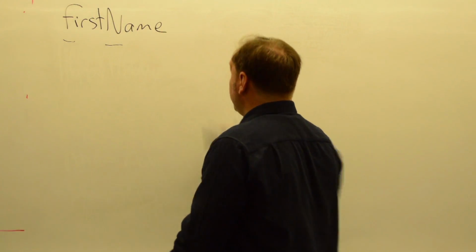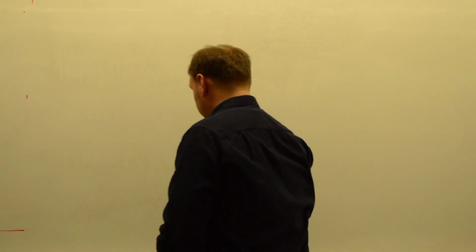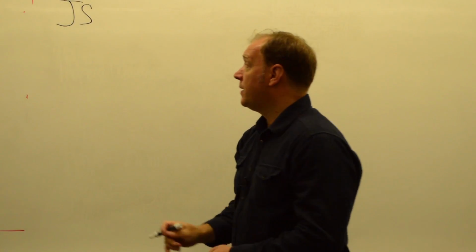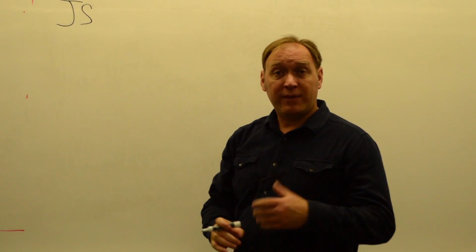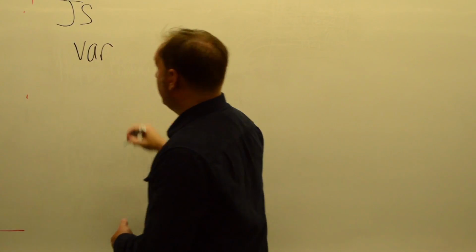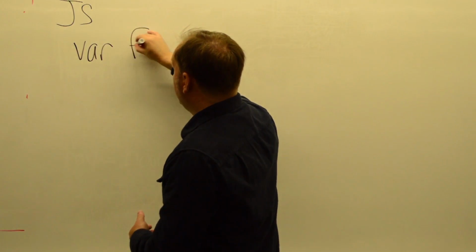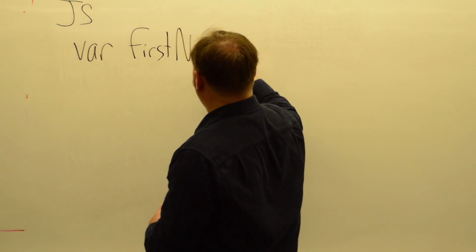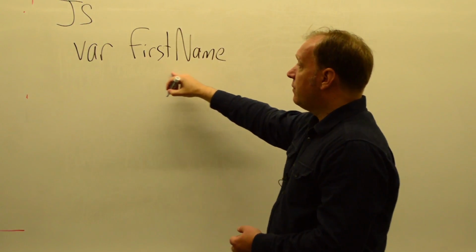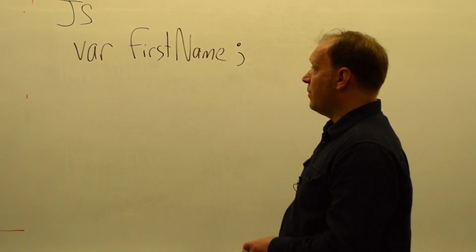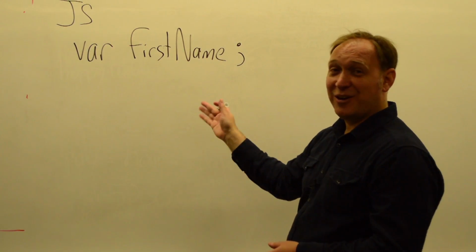Okay, so let's take a look at JavaScript. I'm going to call it JS for short. The JavaScript statement for creating a variable starts with the keyword var, V-A-R, var, and then the name of your variable. In this case, let's stick with firstName. And as every statement in JavaScript ends with a semicolon. I declare a variable.